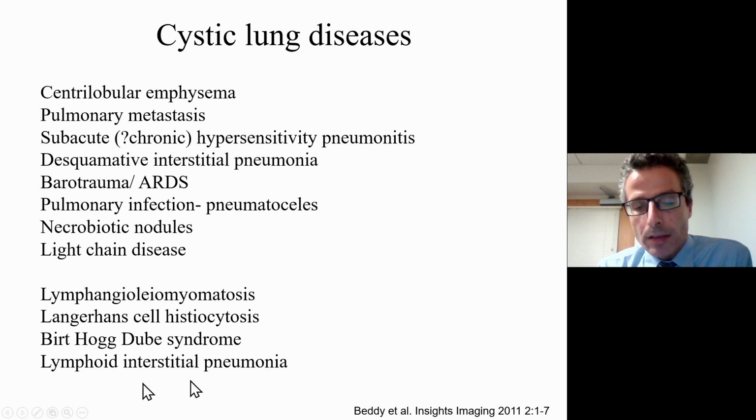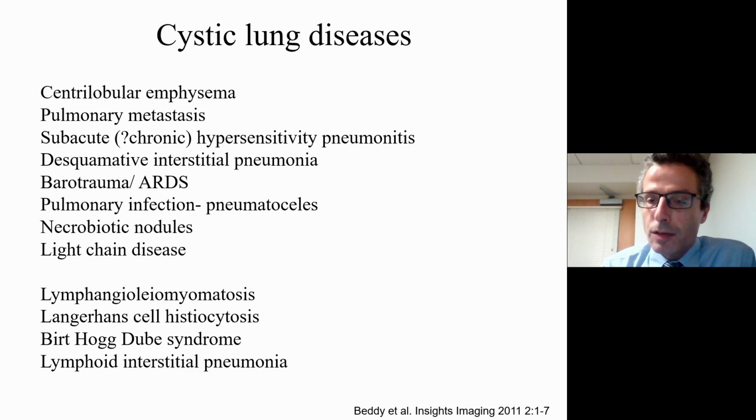LIP, or lymphoid interstitial pneumonia, will probably be covered in the talks about connective tissue disease and interstitial lung disease. It's a form of cystic lung disease that occurs in conjunction with connective tissue disease such as Sjogren or lupus. So the bulk of the talk will be about the other three diseases.